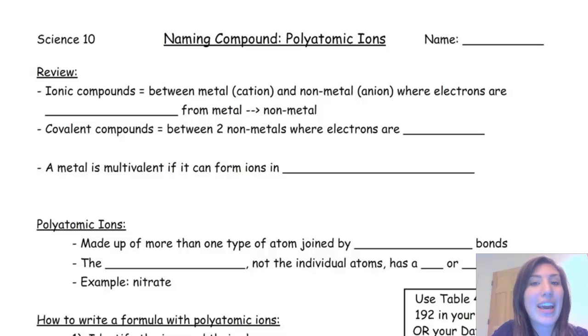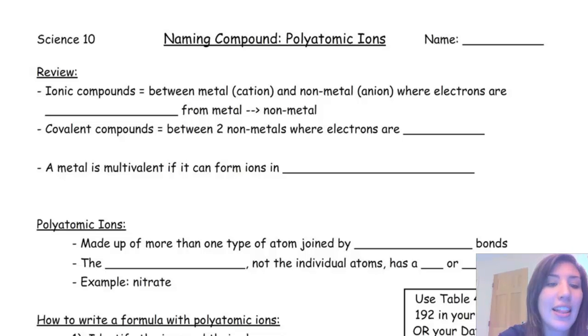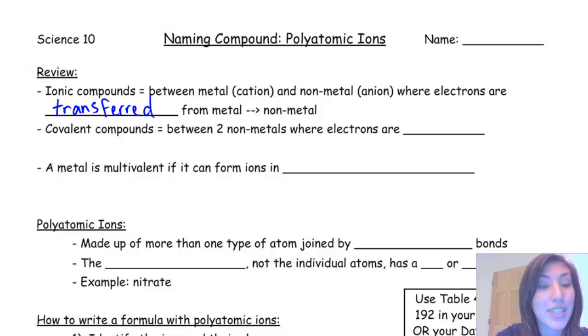Today we will be looking at naming compounds that include polyatomic ions. But before we get into what this new word means, let's review a couple of things. First of all, ionic compounds are between a metal and a non-metal, and in this case the electrons are actually transferred. Now we keep reviewing this because it's very important. Covalent compounds, however, the electrons are shared.